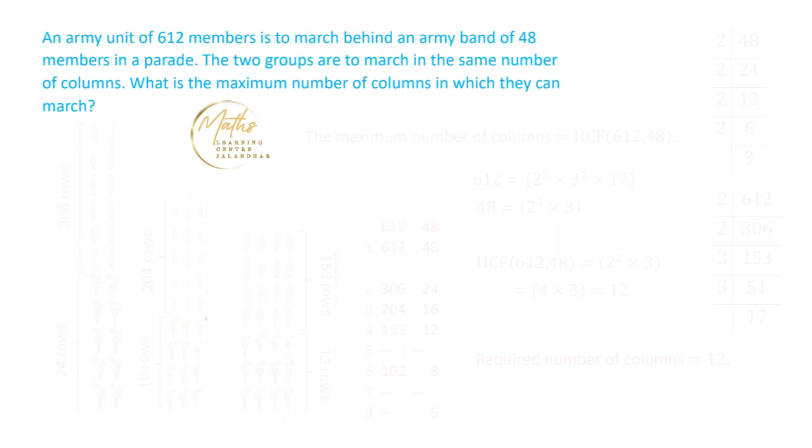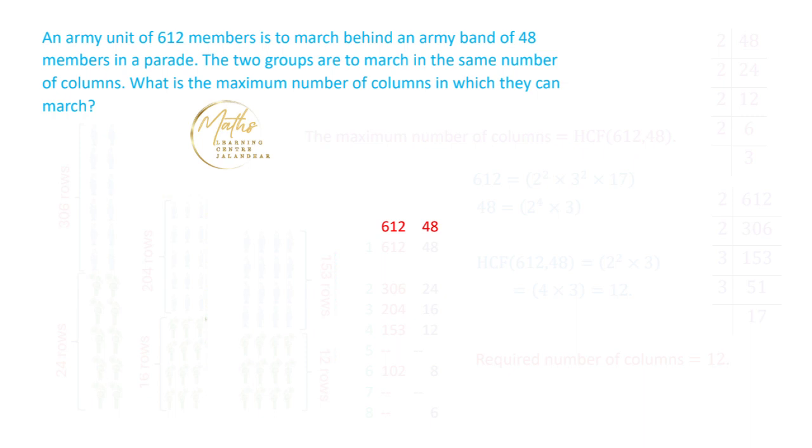Now the next question we have is: an army unit of 612 members is to march behind an army band of 48 members in a parade. The two groups are to march in the same number of columns. What is the maximum number of columns in which they can march? So we are saying that there are 612 army members and 48 members in this band.